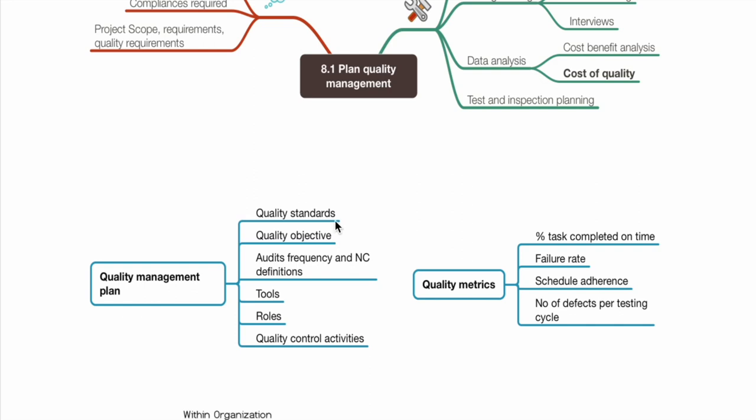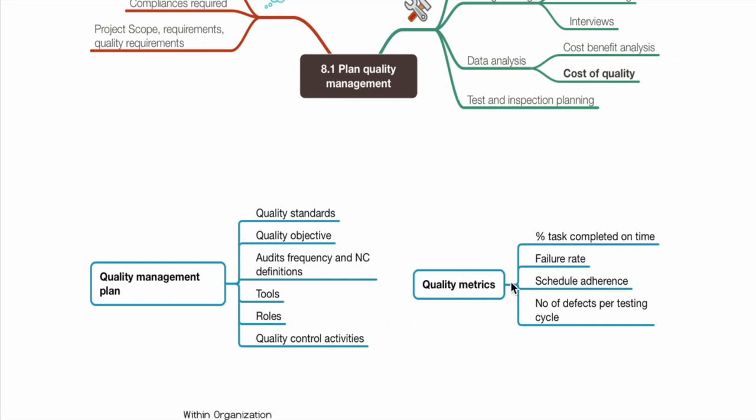So here we write why we are doing it. Which standard are we following? For example, for healthcare, you might have the HIPAA standard. For medical, other streams, you might have different standards. For data integration, you have integration standards. What is the audit frequency? What is the meaning of non-conformance? We write all of them in the quality management plan. Which tool am I going to use? We write that. Roles, you might have a quality manager. As I told you, some external entity may be part of your project.